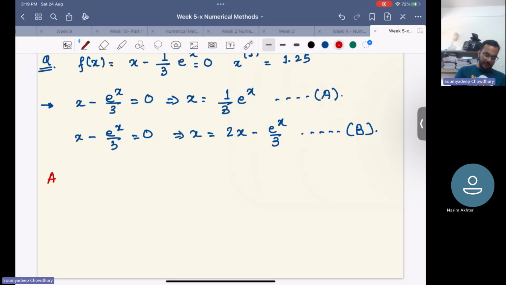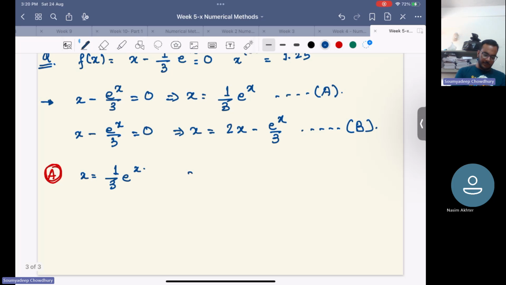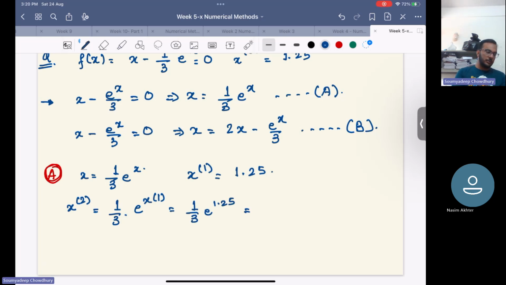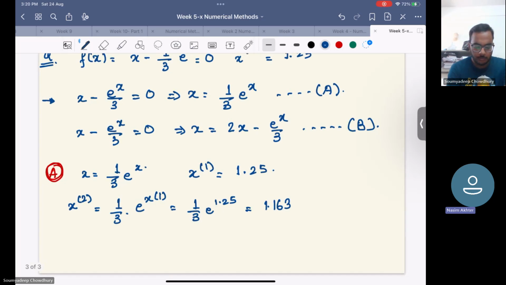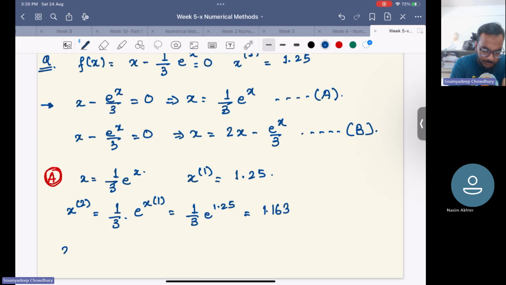So if we use the first form, that is form A, first we will try to solve using that. So what is it? x equal to 1/3 e to the power x, right? So x of 1 is given as 1.25. So x of 2 will be 1 by 3 e to the power x of 1, so 1 by 3 e to the power 1.25. If you substitute that, you will get around 1.163. Okay, understood. So this is the second step rather.